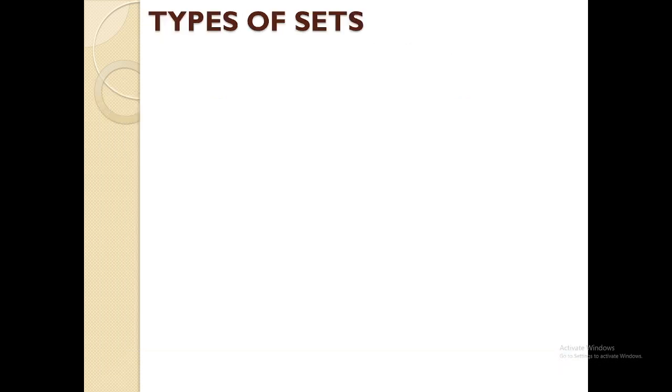Yes, sir. And let's move on to the types of sets. Do you still remember the different types of sets? Can you still recall the different types of sets? Let's have the first one. The first type of set is what you call a finite set. Can I have somebody to read the definition of finite set, please?